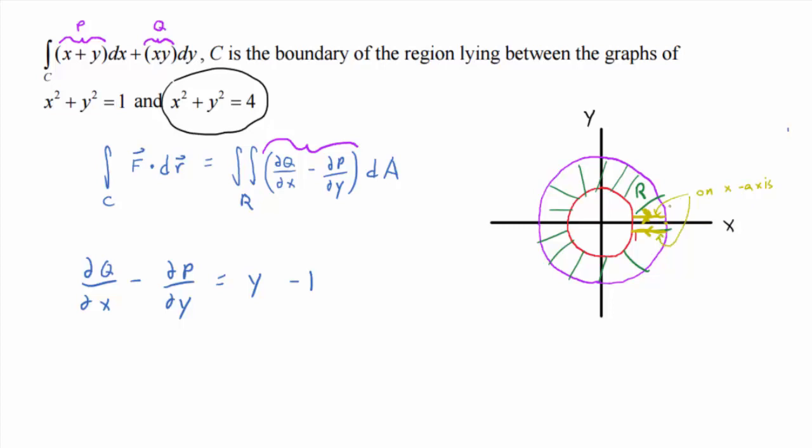You could call this top one C3, this bottom one C4. And then remember, the idea is integrating the line integral over C. Oh, that's the union of what? C1, C2, and now we're introducing C3 and C4. And the idea is that the line integral is going to be additive, right?